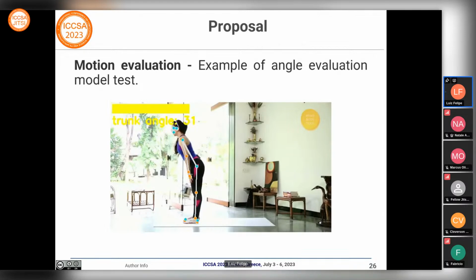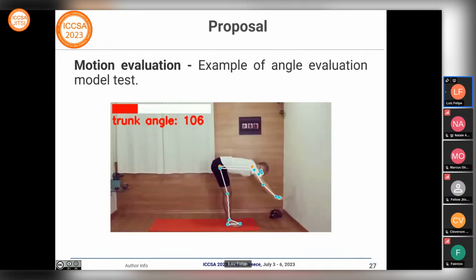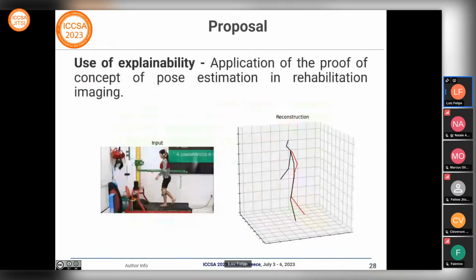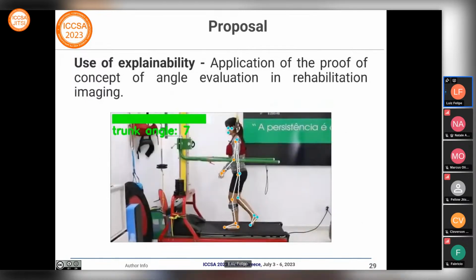The second solution can evaluate, also through a video, the angle of the person's trunk, indicating the inclination. Another example of the second solution. Both solutions are tested on rehabilitation exercise videos, first reconstructing the pose, then evaluating the angle of the trunk.